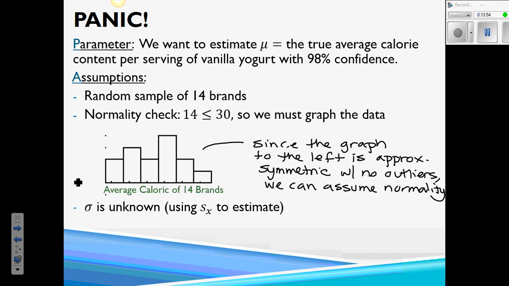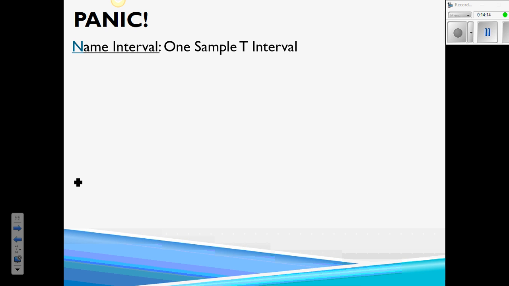What if sigma is known? You use Z. So you do a one sample Z interval. But I will tell you that 99% of the time you don't know sigma. Sigma is almost always unknown, kind of like mu is unknown in a lot of cases. So we're using statistics to estimate those parameters, right? So we're going to name our one sample T interval, correct?